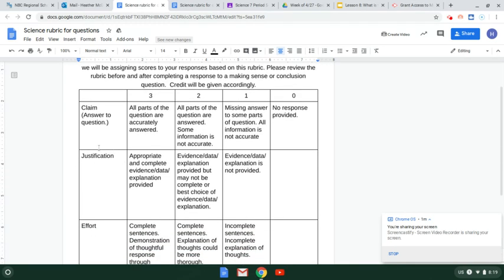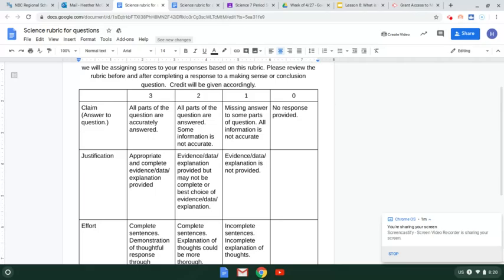Okay, justification. We're looking for using evidence, which is data, to support your claims. Okay, so in your answers, you should be, when needed, using data. Appropriate and complete evidence, data, explanation provided. So you're using either qualitative data, words, or quantitative data, numbers, in your answers to help support your claims to the question. So a 3 would be using evidence and data. So again, for example, this week you're using heart rate. Heart rate is quantitative data. Respiration rate, quantitative data. You have numbers.